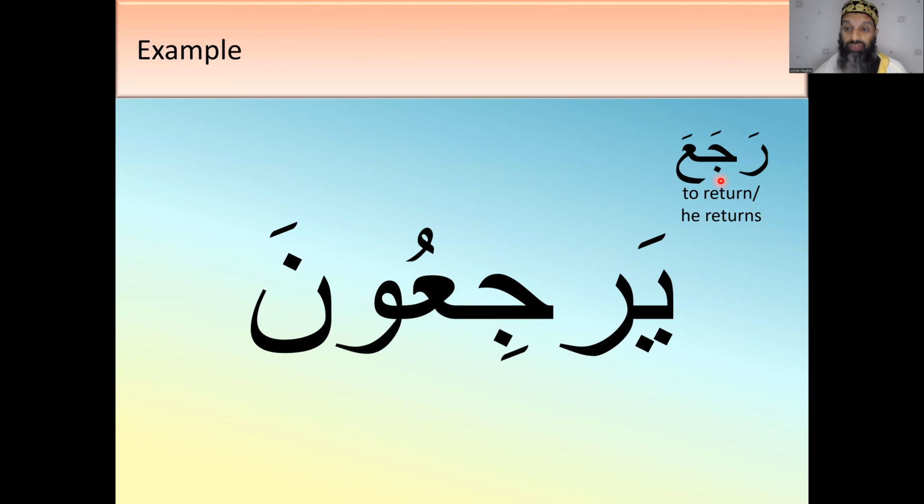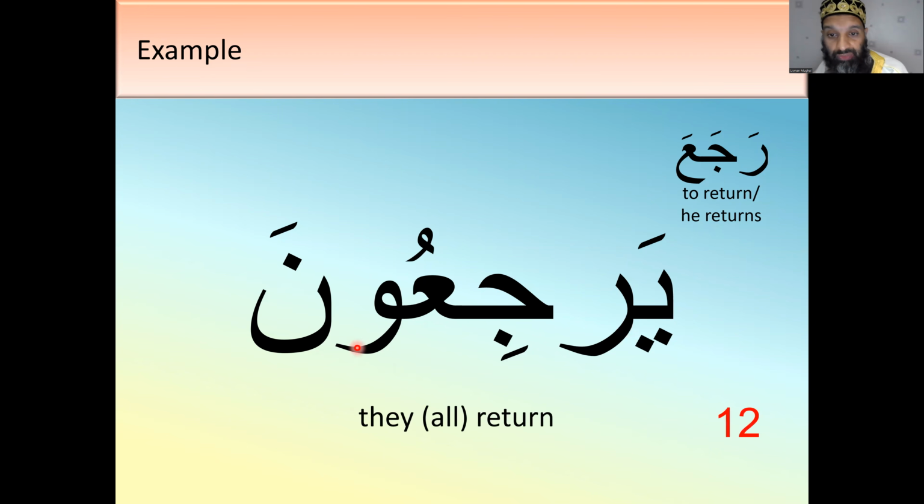Yarji'una. Raja'a means to return. So what does yarji'una mean? They all return. Is everybody happy with that? The they is the ya, and the ya and the una combined give that meaning. If it was yarji'u, it would have been he returns. But yarji'una, they all return. 12.